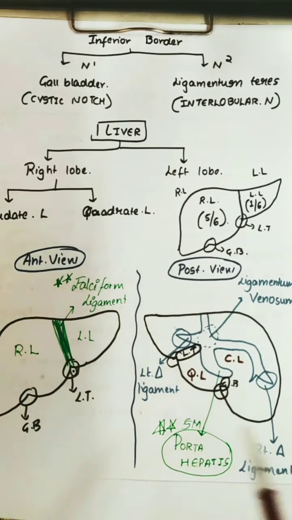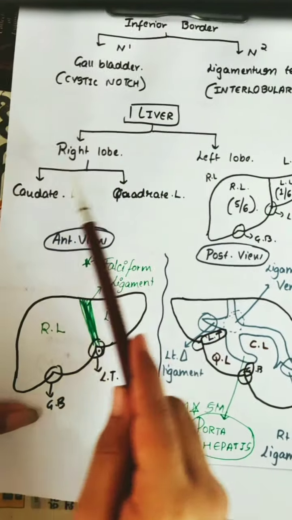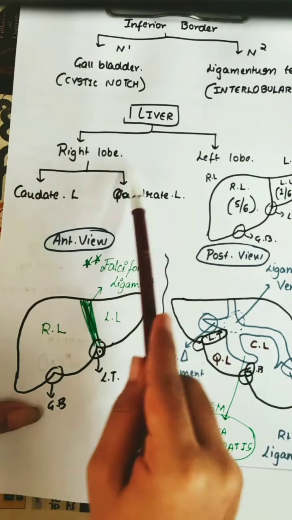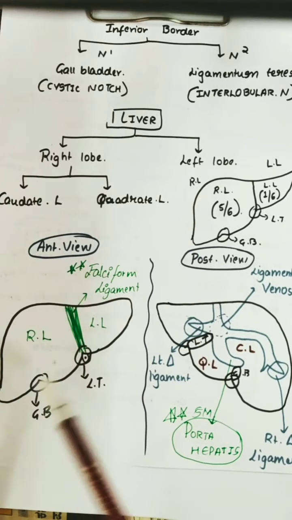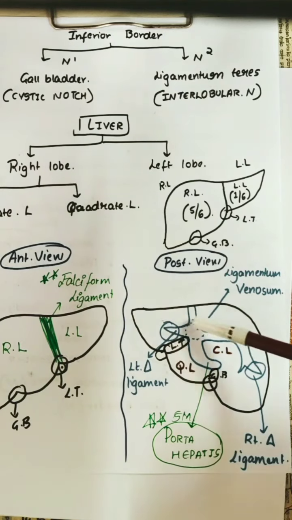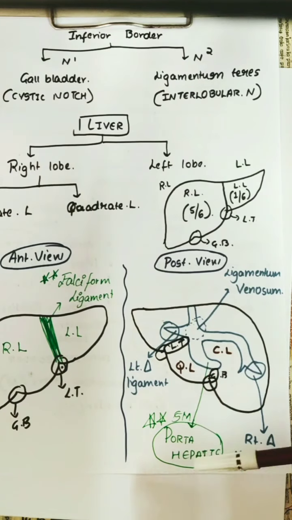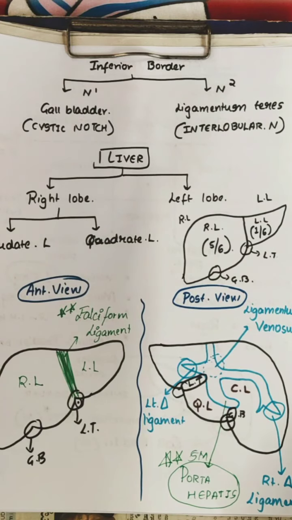So the inferior border has two notches, gallbladder and ligamentum teres. The liver has two lobes, left lobe and right lobe. The right lobe is divided into two, caudate lobe and quadrate lobe. Now in the anterior view, there is a ligament dividing the liver into two lobes, the falciform ligament. On the posterior view, there are two extra triangular ligaments, left and right, the ligamentum venosum, as well as the caudate lobe and quadrate lobe. Then comes the J-shaped structure called the porta hepatis, which acts as the main gate of the liver. In the next video, I'll be explaining briefly about the caudate lobe as well as the quadrate lobe.